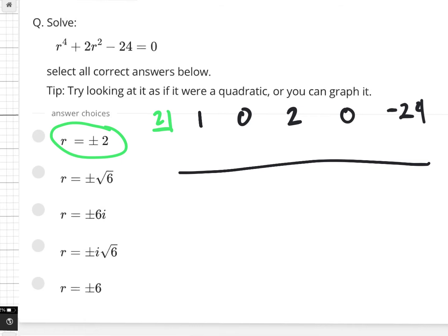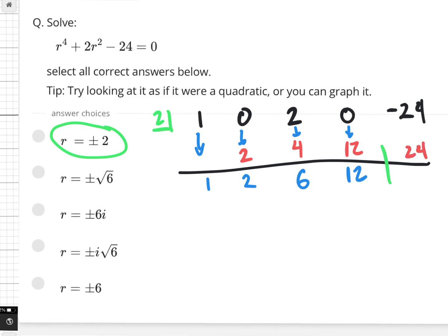So as you go down, you combine. 1 plus nothing is 1. As you go up, you multiply. 2 times 1 is 2. As you go down, you combine 0 plus 2 is 2. As you go up, you multiply. 2 times 2 is 4. As you go down, you combine. 2 plus 4 is 6. As you go up, you multiply. So 2 times 6 is 12. As you go down, you combine. 0 plus 12 is 12. As you go up, you multiply. 2 times 12 is 24.